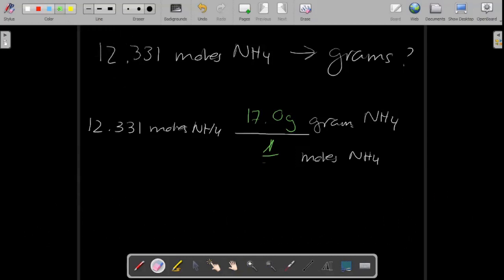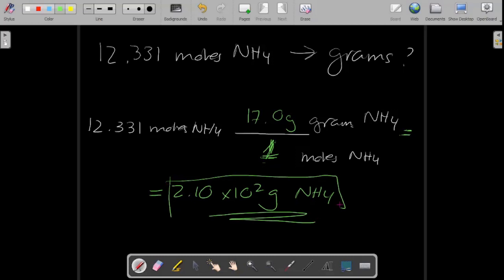Pick up the grain again. So I just found out my factor that I needed to be able to do my computations here. And if I put this in my calculator, I find that I have 2.10 times 10 to the 2 grams of ammonia in those 12.33 moles of ammonia. So this is my answer. That's what you needed to do.